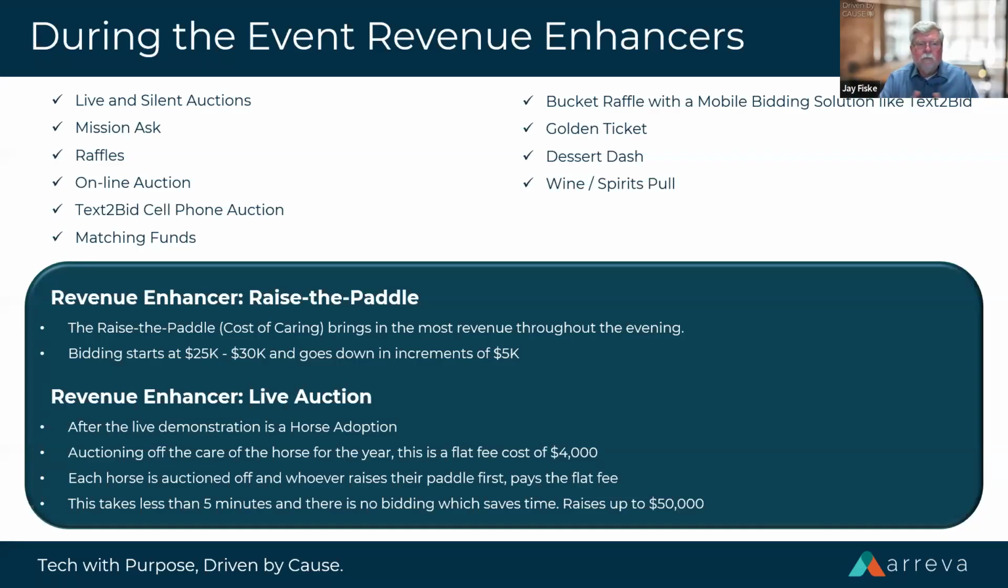Online auction, pretty self-explanatory. Let people bid on items that are not attending the event. Let them still participate in your silent auction, and you can roll the amount of this online auction in advance of your event into your evening's totals. Text to bid, cell phone auction, again, mobile bidding.